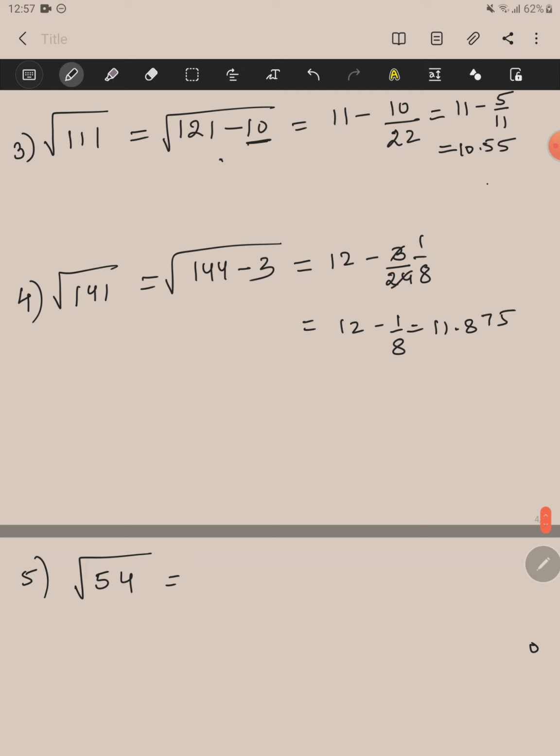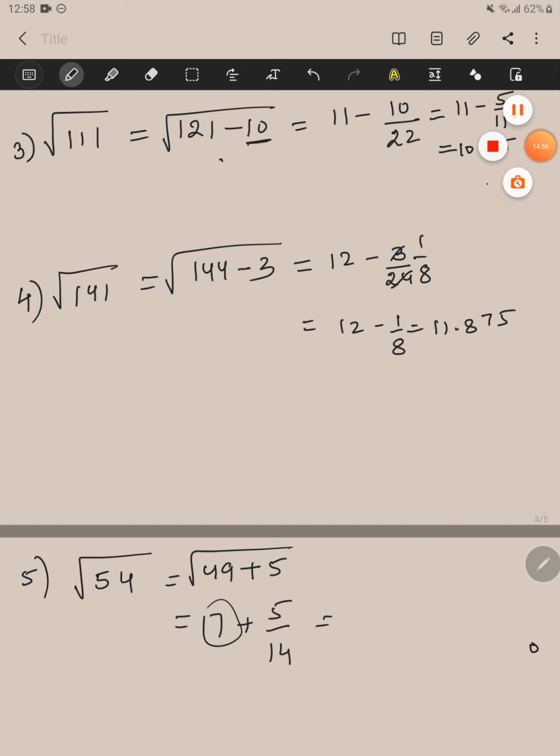Now let's take one more example and then finish the video. So the 54 is either close to 49 or you have 64. What will you choose? 49 plus 5 will give you 54 and 64 minus 10. The choice will be this one because this is closer. 7 plus 5 upon 14, double of 7. So this becomes 7 plus 5 upon 14. Solve it out. 5 upon 14 will be 0.36.